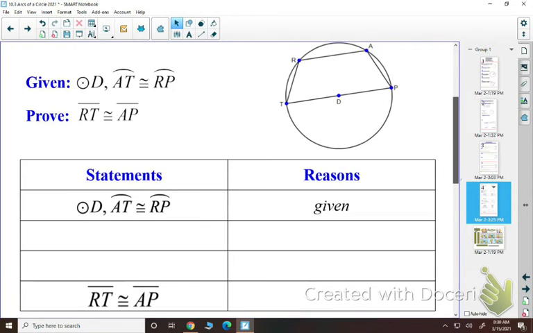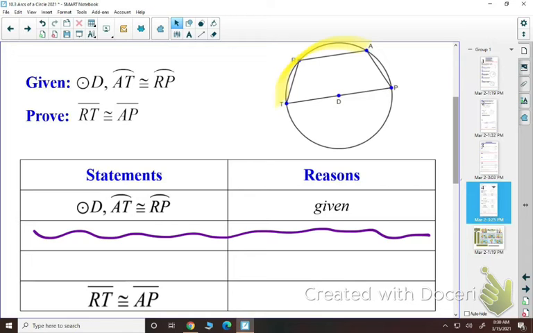So the first one, I think I've got everything on the screen there. So we have circle D, and we have arc AT is congruent to arc RP. And actually, we have an extra line here. We don't really need them as proof. Okay, so again, these overlapping arcs are congruent. So the arc from A to T is going to be congruent to the arc from R to P.